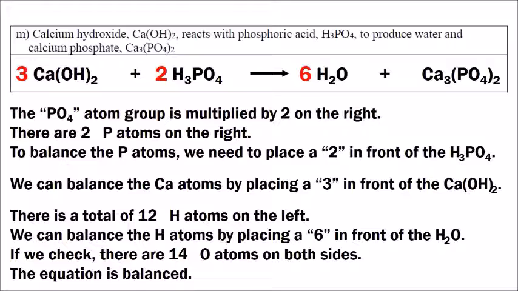And if we check, there are a total of 14 oxygen atoms on both sides, and so the equation is balanced. So oxygen on the left would be 3 times 2 is 6, plus 2 times 4 is 8. So 6 plus 8 is 14. And on the other side of the equation, 6 times 1 is 6, plus 2 times 4 is 8. 6 plus 8 is 14. The equation is balanced, and the coefficients from left to right are 3, 2, 6, and 1.